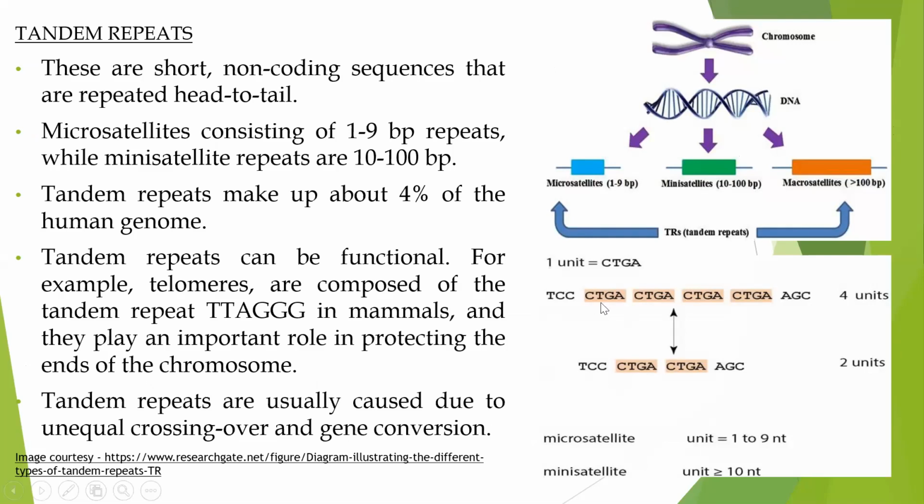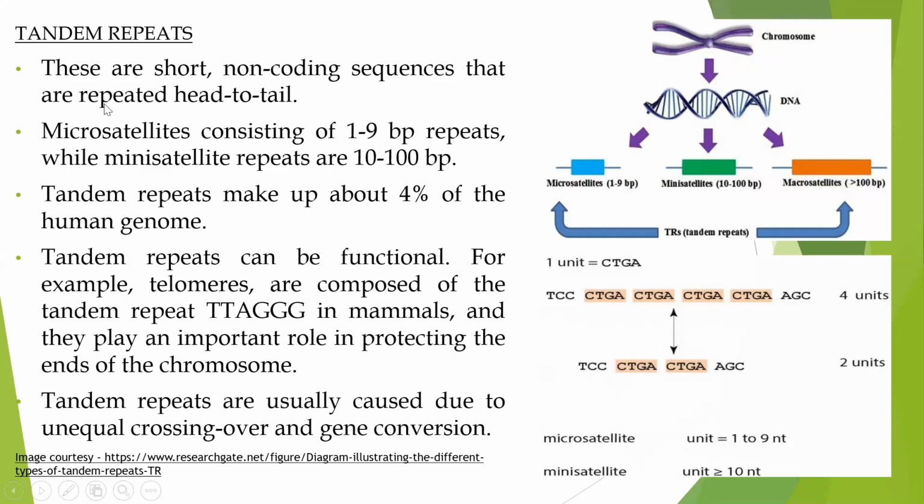Now there is a particular sequence called CTGA. Then again it is repeated, CTGA, again CTGA, and again there is a repetition of CTGA. You'll see there are no other nitrogenous bases present in between. So this is what is called a tandem repeat. These are short non-coding sequences which are repeated head to tail.